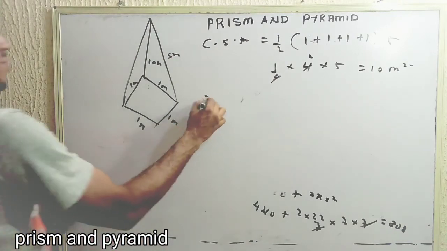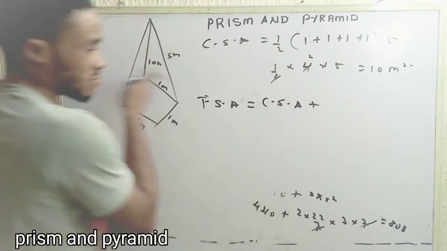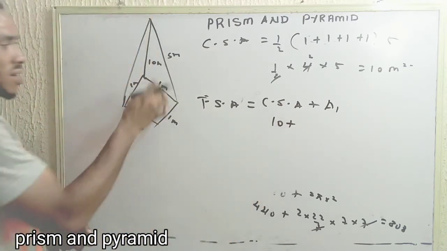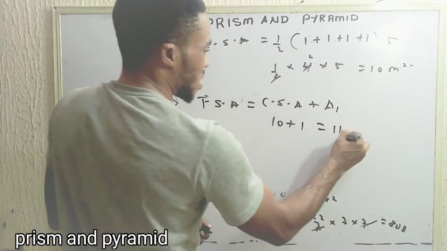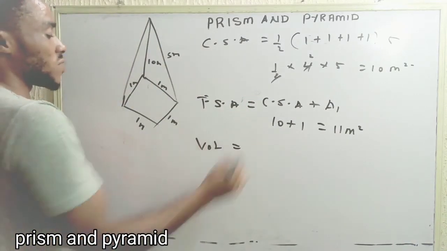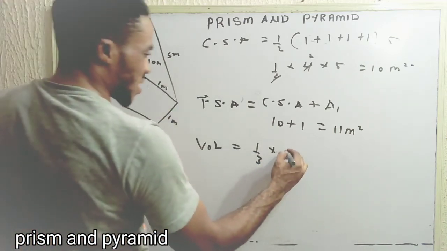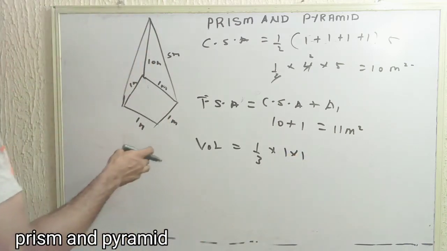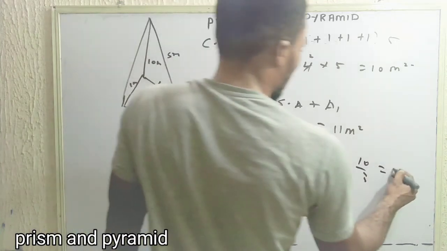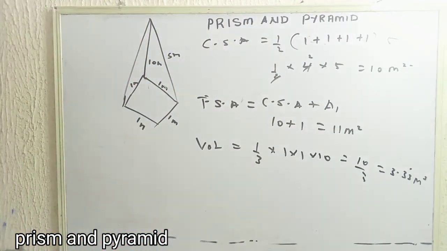Now for the total surface area as well, we're always given the curved surface area plus the area of the base, which is, let me write A1. So I have the curved surface area to be 10. Area of this base, 1 times 1, I have 1. I have 11 meter squared. Now, for the last one, the volume. For the volume, always 1 over 3 times the area of the base, which is 1 times 1, then multiply by the vertical height, which is 10. So I have 10 over 3, which gives me around 3.33 meter cube, a recurring decimal. So that is how to use it.